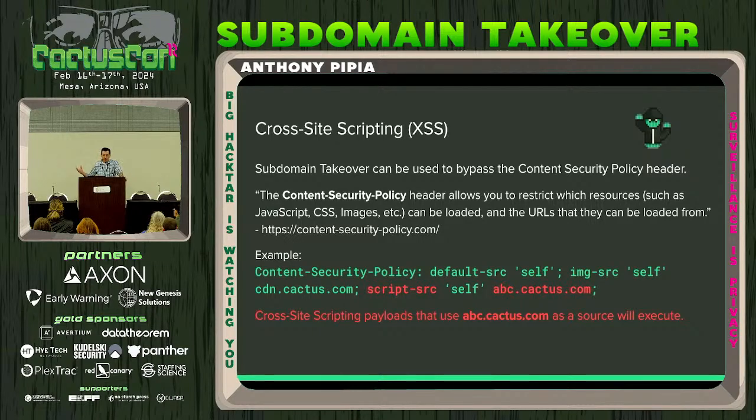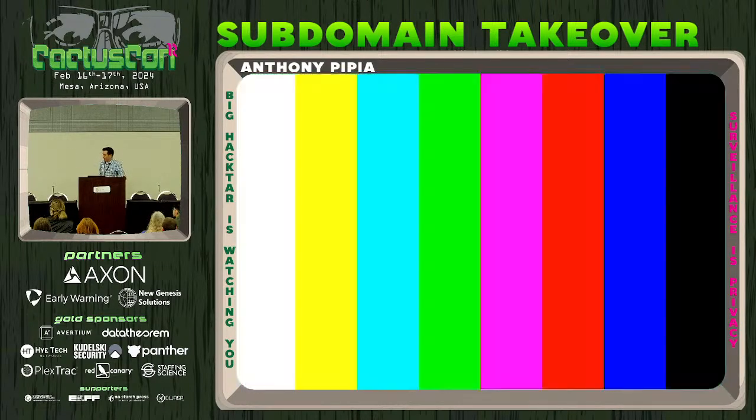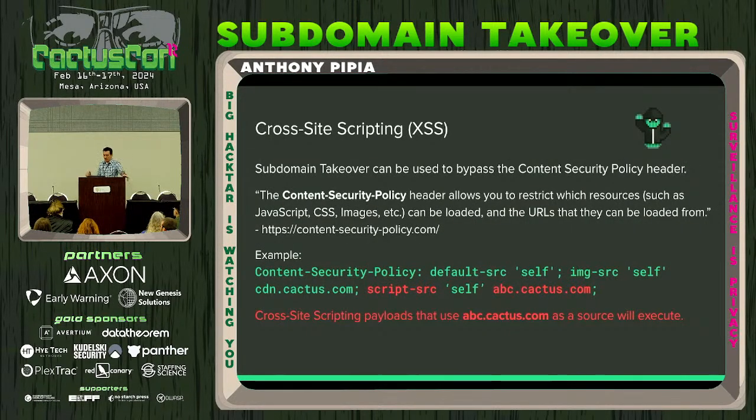There's a hole in your security, and if the attacker took over abc.cactus.com, any scripts that they host could get past this header, whereas they couldn't before. So if you are a hacker, if you're a bug bounty researcher, the content security policy might give you a decent place to look for juicy subdomains that you could take over.